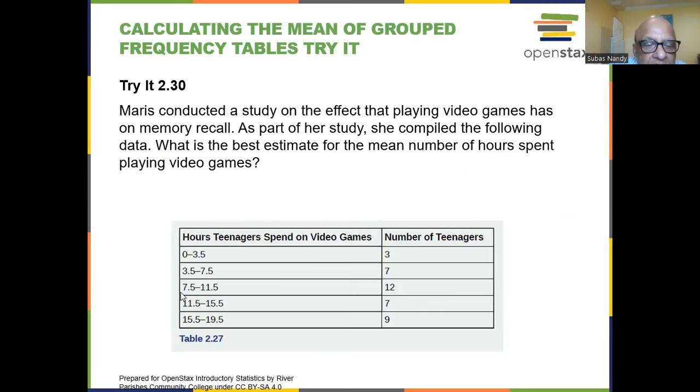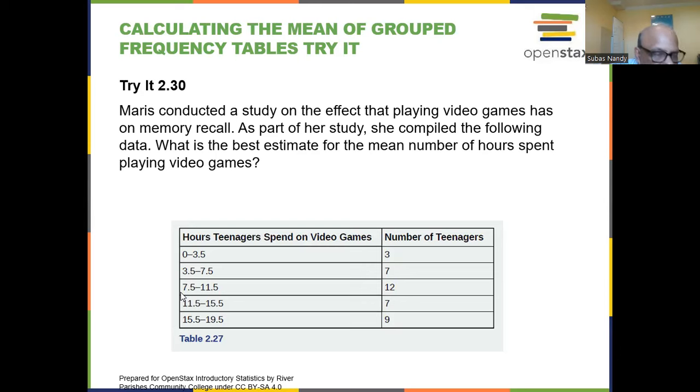So the midpoint of the first class is 0 plus 3.5, which is 3.5. 0 is the lower class limit of the first class, and 3.5 is the lower class limit of the second class. 3.5 divided by 2 is 1.75, the midpoint of the first class. The midpoint of the second class is 3.5 plus 7.5, where 3.5 is the lower class limit of the second class and 7.5 is the lower class limit of the third class, and 11 divided by 2.